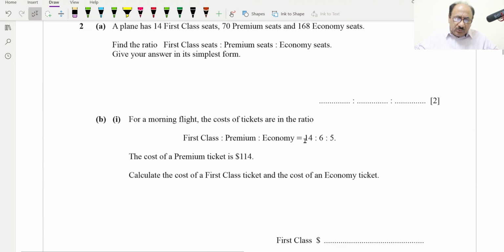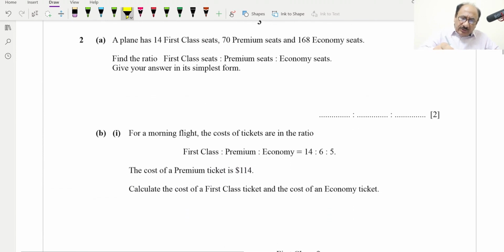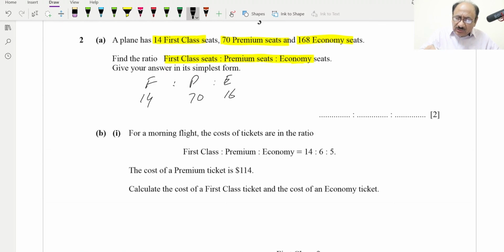Now question number 2, part a. A plane has 14 first class, 17 premium seats, and 168 economy seats. So these are the seats. Find the ratio between these three. So we can write it as first class, premium class and economy class, and first class is 14, and then this is 17, and this one is 168, and a ratio symbol.